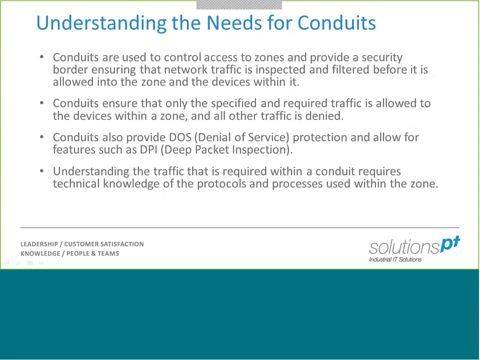Okay, so we've had a little look at zones, how we define them, how we configure them. So now we're going to look at conduits. When we talk conduits, we're essentially talking about the links between the zones, the secure links between the zones. We use these to control access to the zones and provide a security border, ensuring that network traffic is inspected and filtered before it is allowed into the zone and the devices within it.